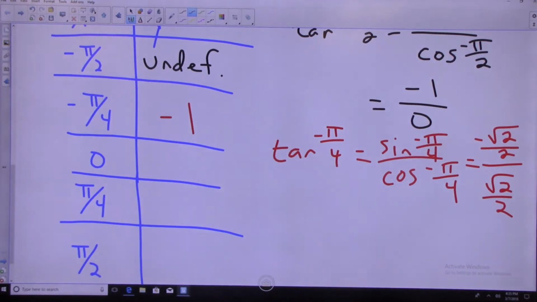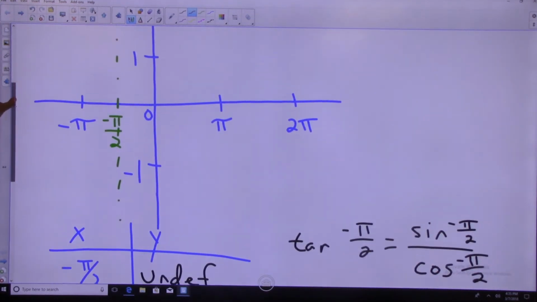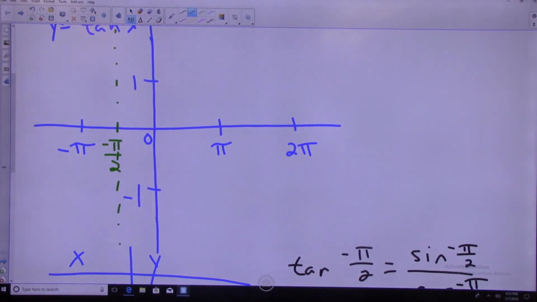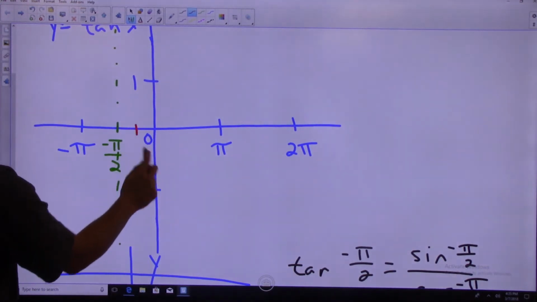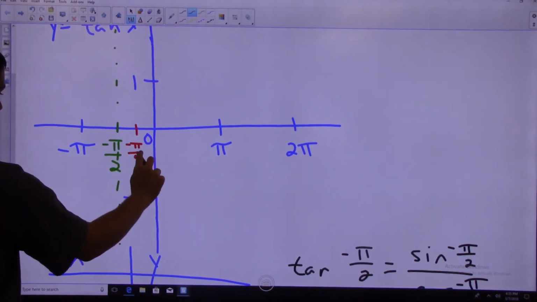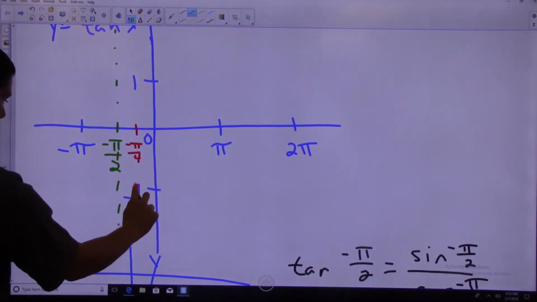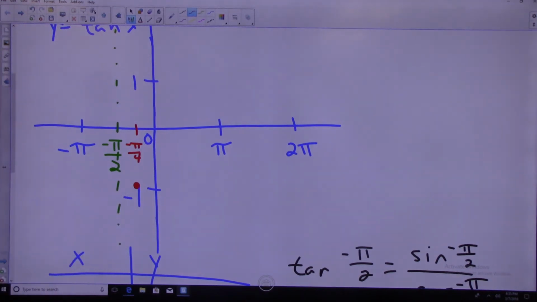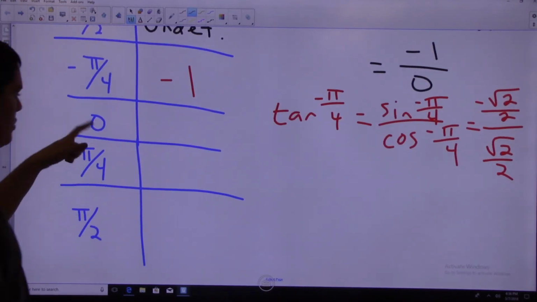Okay, so let's plot that point. So to plot this point, and by the way, negative pi over 4 would be halfway in between 0 and negative pi over 2. That would be the point 1. Okay. Sorry, my bad. Misspoke. Negative 1. Okay, let's keep going. Let's do 0.